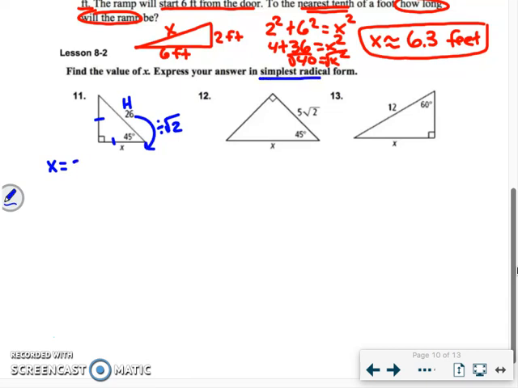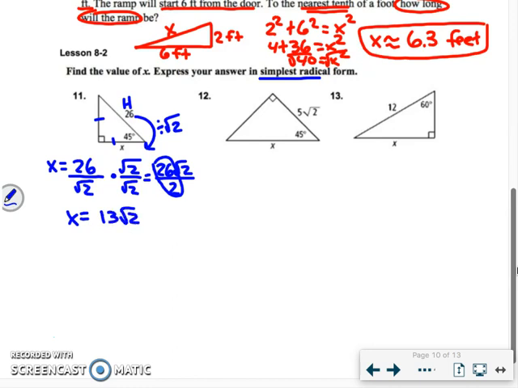All right, x is going to equal 26 over square root of 2, because that's how much longer the hypotenuse is than the leg. The problem with this is we can't leave a square root in the bottom here, so we did a rationalize step, multiplying by square root of 2 over square root of 2. That would give us 26 square root of 2 over square root of 2 times square root of 2 on the bottom, which would give us a 2. And then the last step, 26 and 2 are both even, so we can divide and get 13 square root of 2 for our final answer there.